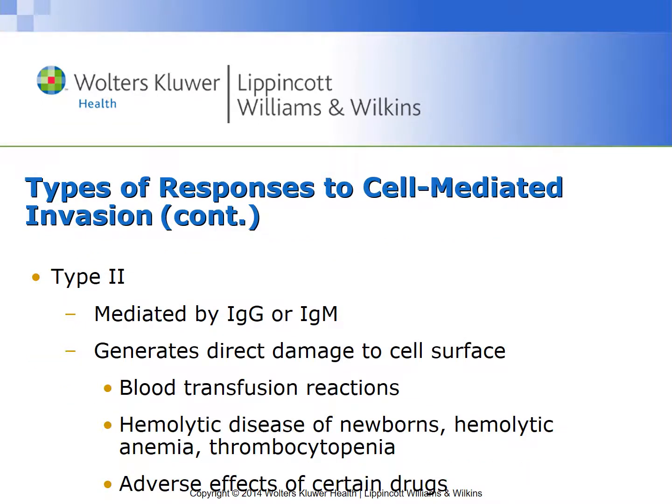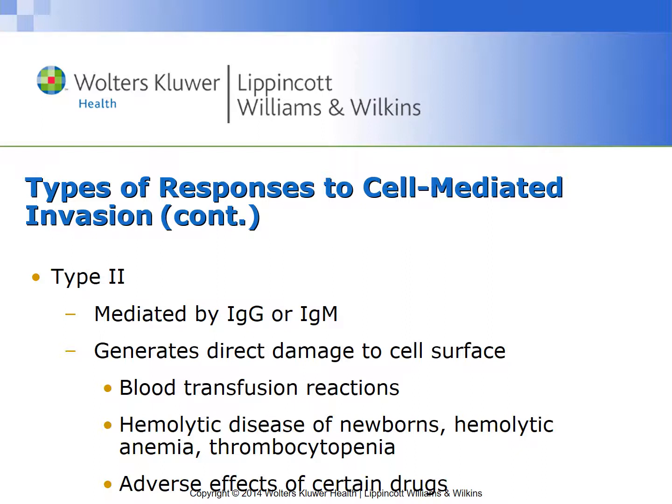Type 2 is mediated by IgG or IgM, and it will generate direct damage to the cell surface. This can happen with blood transfusion reactions. So if a patient has to receive blood for whatever reason, maybe anemia, or they've lost blood in surgery, or from a car accident or something like that, they can receive someone else's blood and actually have a blood transfusion reaction. So blood transfusions are pretty risky.